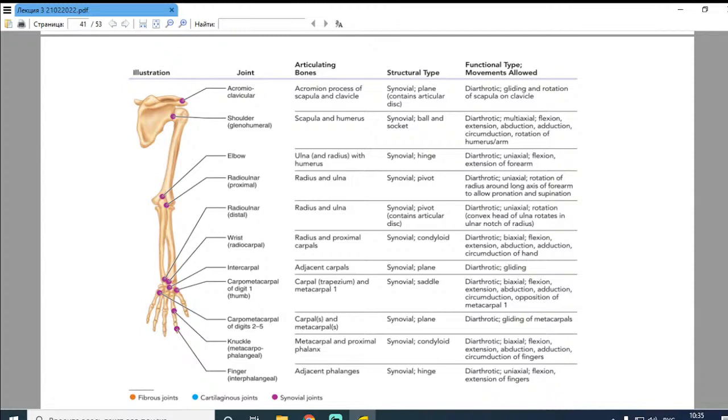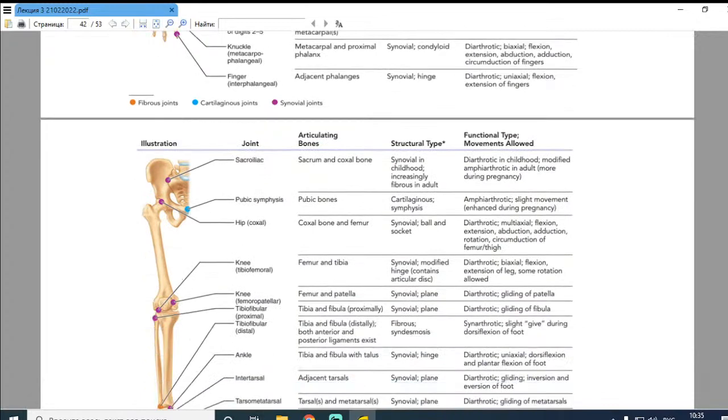For example, wrist. This is radius and proximal carpals. Synovial, condyloid, diarthrosis, biaxial, flexion and others. This is, you see, the characteristic of joints of the upper limb. You will study it in the next lesson.